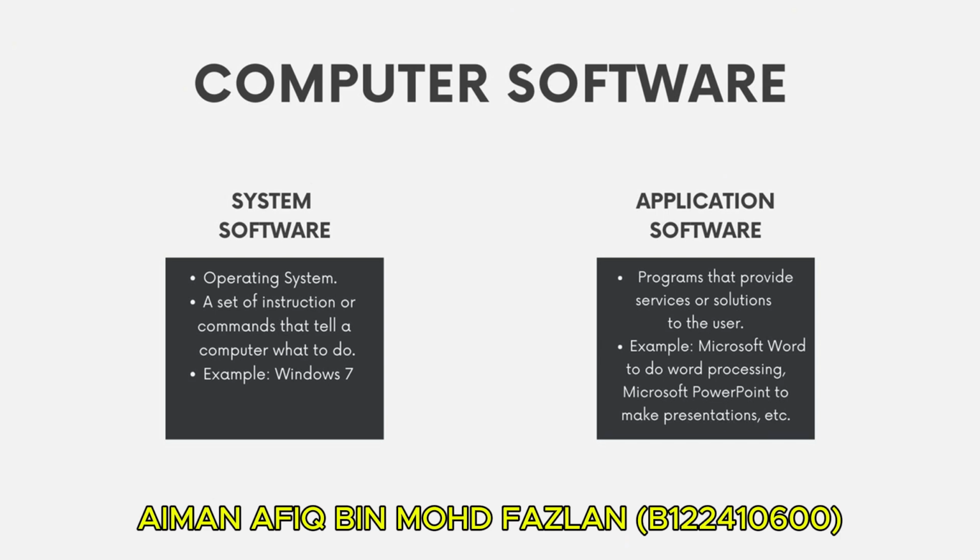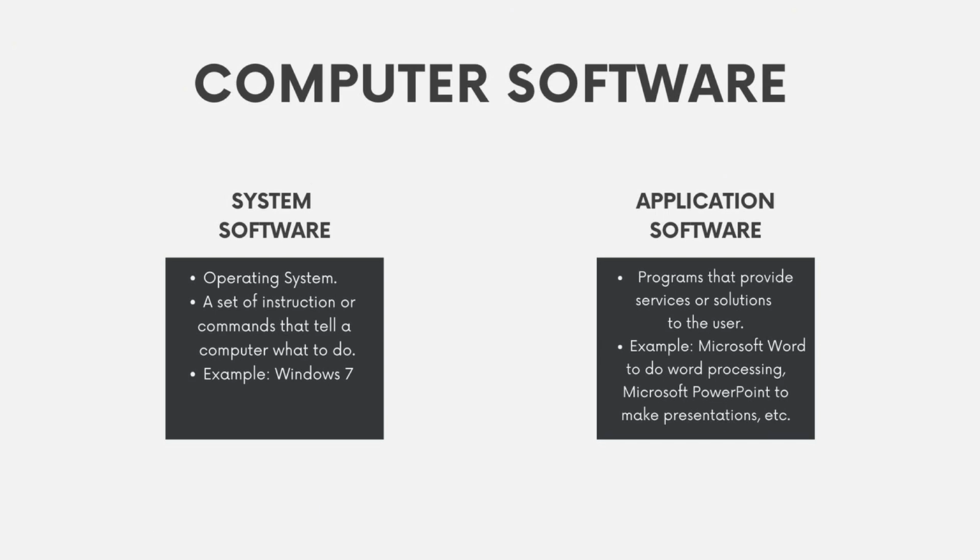On the computer software side, there are two main things. One is system software. System software is basically what we refer to as the operating system, a set of instructions or commands that tell a computer what to do, like what we have right now, Windows 11. Number 2 is application software, programs that provide a service or solution to the user. For example, Microsoft Word to do word processing, and Microsoft PowerPoint to make a presentation.